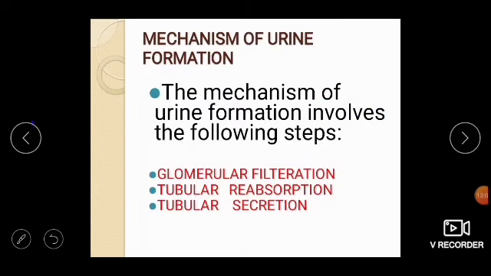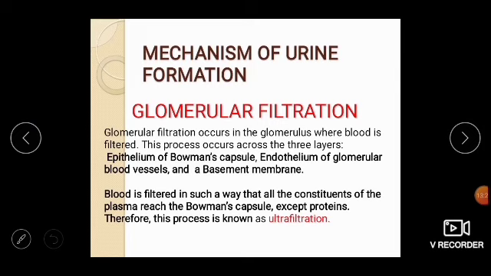Now the mechanism of urine formation. How is the urine formed? The mechanism of urine formation involves three steps. The first is glomerular filtration, second is tubular reabsorption, and third is tubular secretion. As I've just mentioned, in glomerular filtration the blood is filtered through the epithelium of the Bowman's capsule, endothelium of glomerular blood vessels, and basement membrane, and this is known as ultrafiltration also.